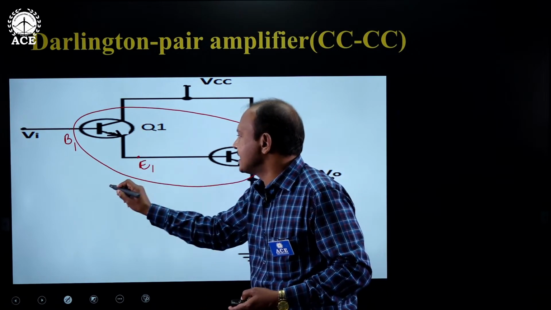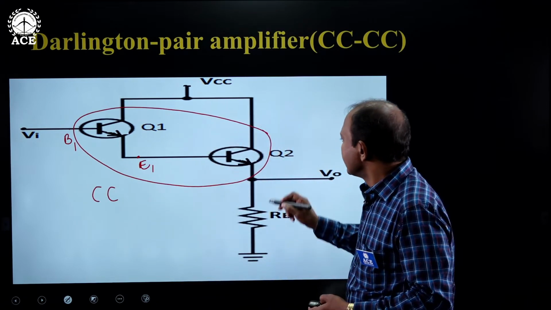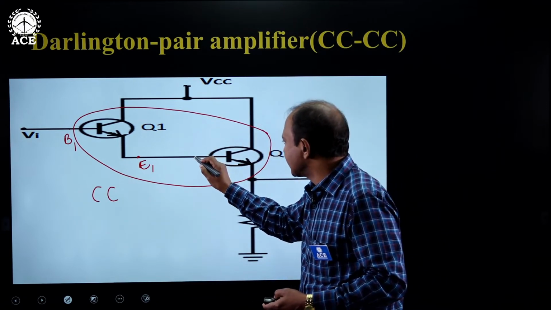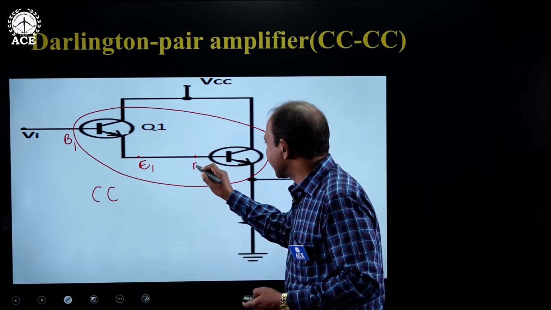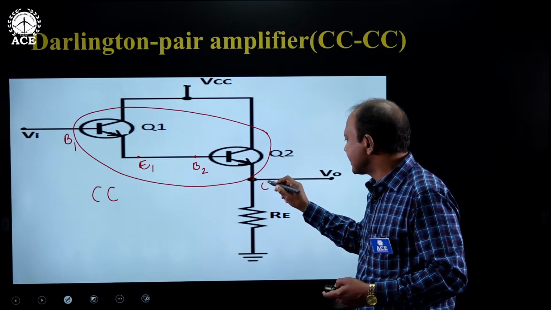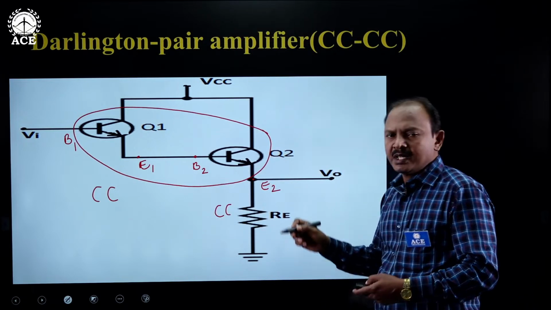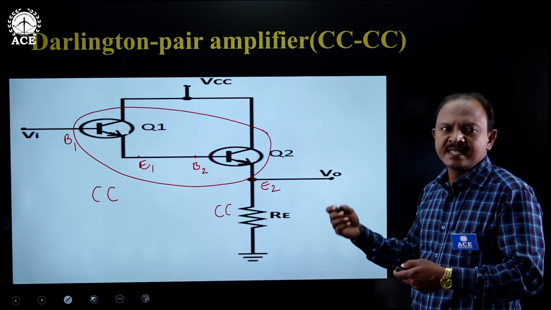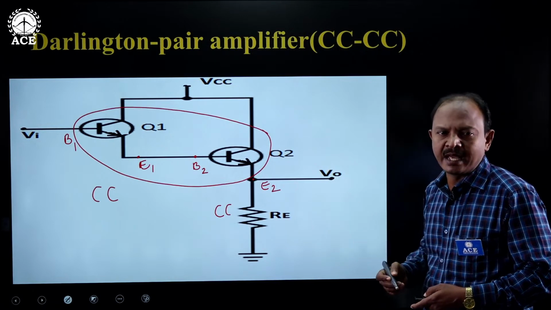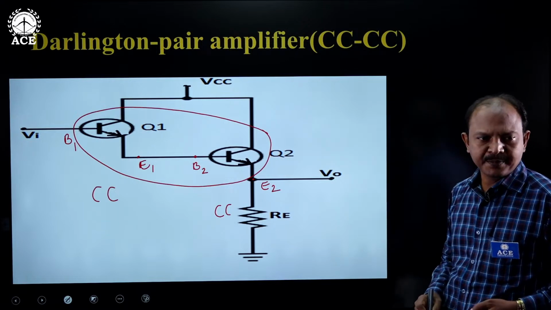So the first stage is a CC amplifier, common collector amplifier. Similarly, the input signal is applied at the base of the second stage and output is obtained at the emitter of the second stage. This is also another CC amplifier. So this can be considered as a CC direct coupled amplifier, or popularly called a Darlington pair amplifier.